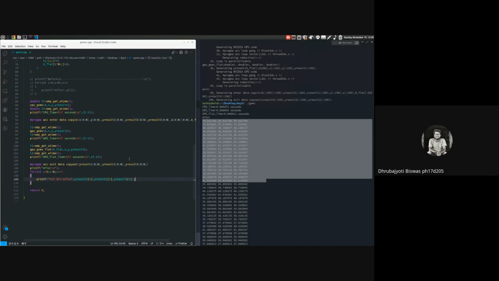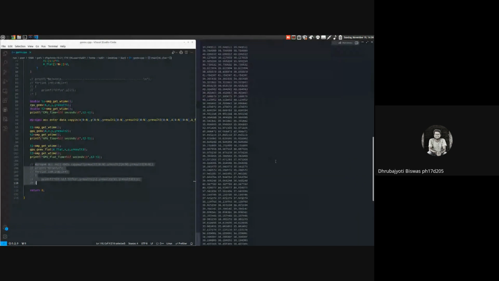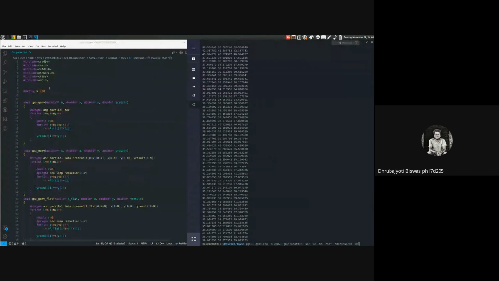Of course, you should always parallelize such that your results are correct. You cannot do a wrong parallelization. So the results are the same. If the results are the same, that means my algorithm is working correctly. Now we have to just scale up the system size and see what is the effect of higher system sizes. Maybe we can use 1500 size vectors. Let's see how much time it takes.